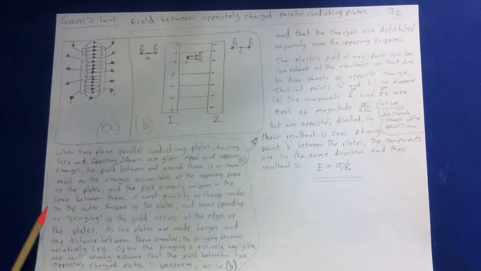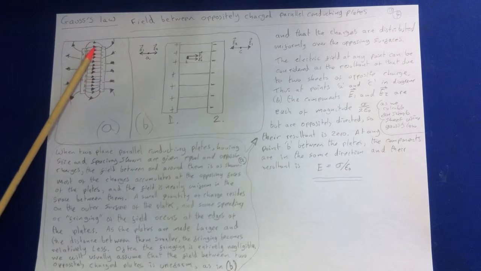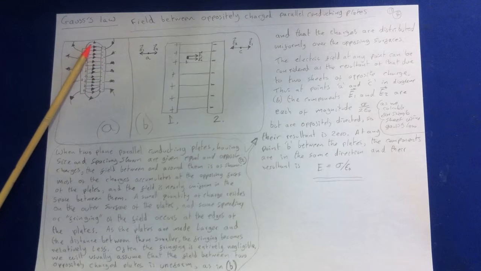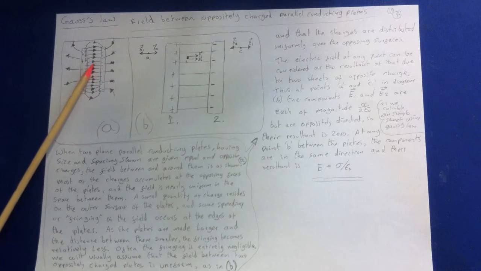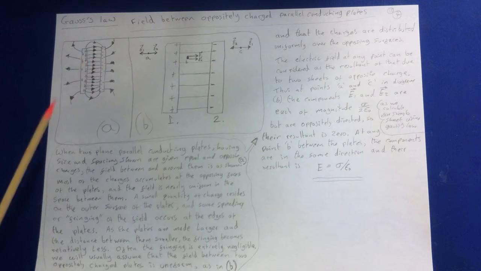And the field is nearly uniform in the space between, so you can see as we're looking down here, if these plates are very long, we've almost got a uniform field. There's only a slight bending on the edges here, but in between it's pretty uniform. In other words, they're all parallel field lines.